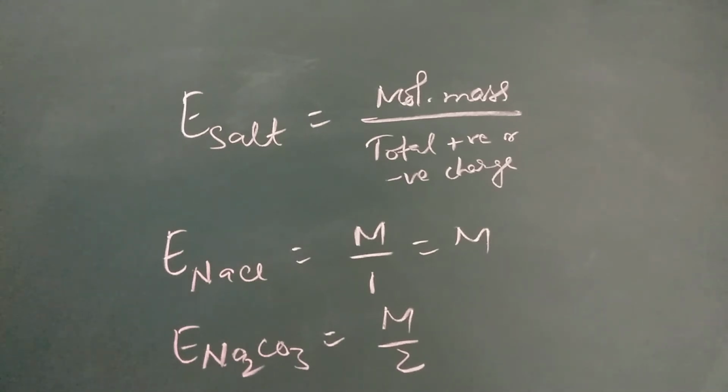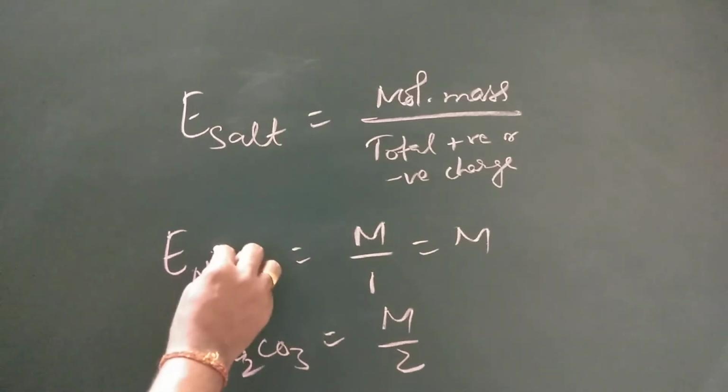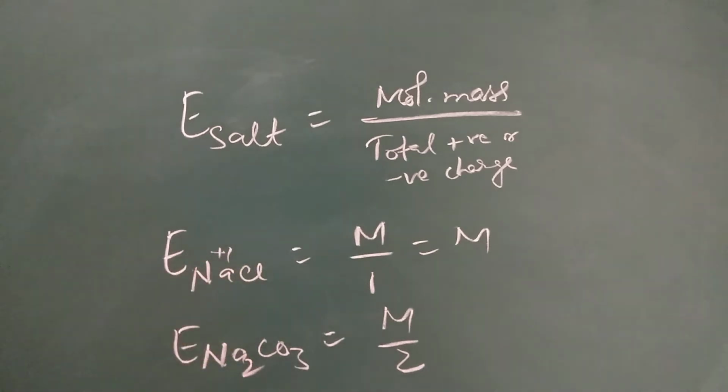The equivalent weight of a salt is given by the formula molecular mass by total positive or negative charge. If you are taking the negative charge, make sure that you only take the magnitude, not the negative sign. So the equivalent weight of NaCl is M by 1 because the positive or negative charge is 1, so the magnitude is 1. The equivalent weight of sodium carbonate is M by 2 because the total positive charge is 2, since there are 2 sodium ions and carbonate has a 2 minus charge.